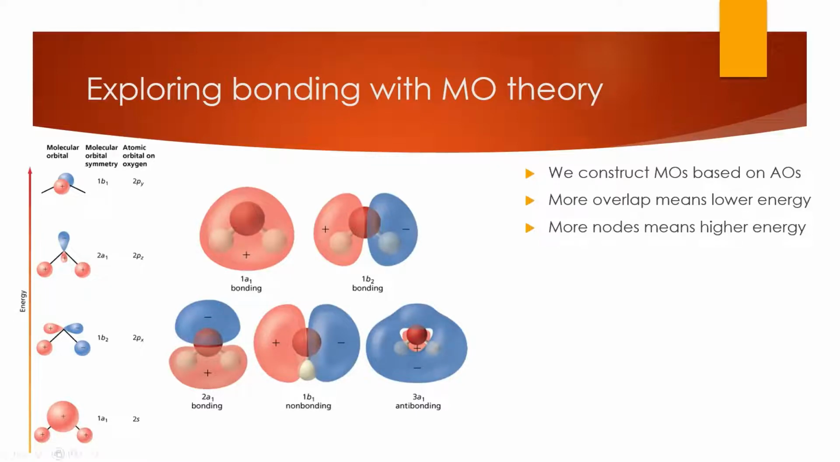So here, if we have all of these in the same dimension, we add them together. Here, our 1b2 would look kind of like a big p orbital. We have our 2a1 and our 1b1. And then this here would be a higher energy orbital, that would be the anti-bonding orbital.